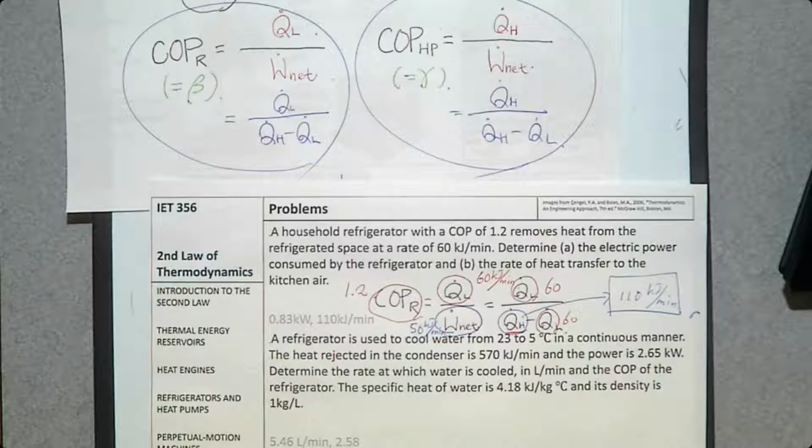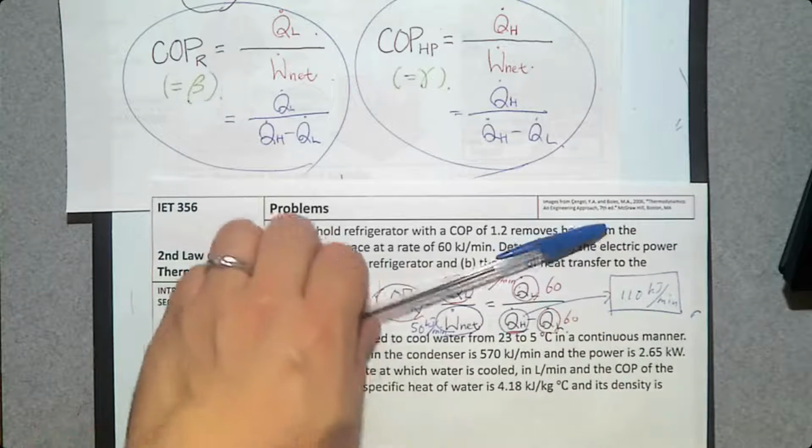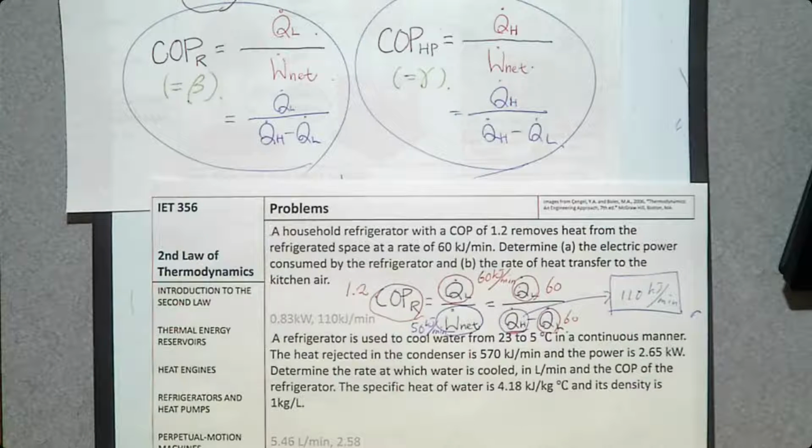1.2 is 60 divided by 110 minus 60. Or W is QH minus QL. 50 is this one minus 60. So 110, right? Any question about the first problem? Not much, right?